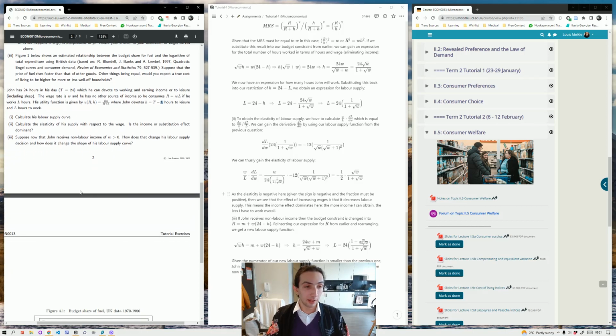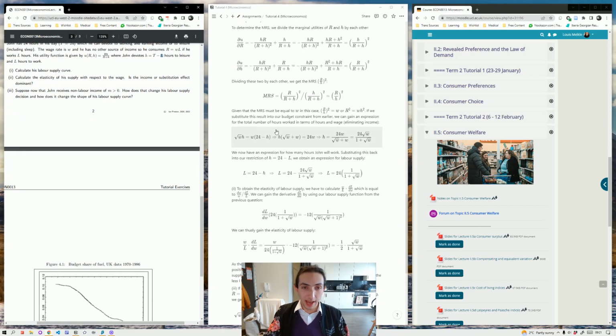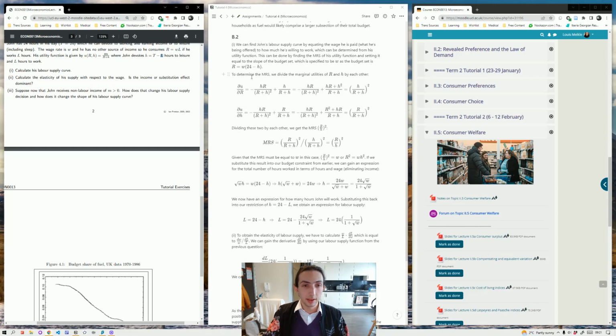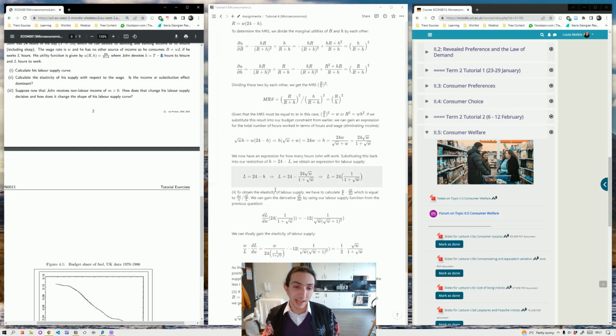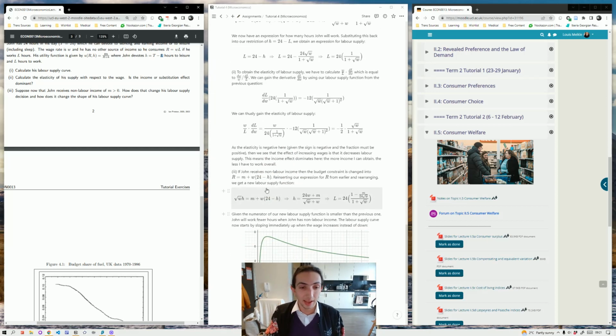Now, final bit, we now have John having a non-labour income of plus M, okay? Now, what we're going to do is add that to our budget constraint up here. We have our total income, so R is income, shocking. R is income, so we're now going to add M to it, okay? Now, you can basically perform the same exact thing again. The MRS is still going to apply, so we can still use that. We reinsert it, we get an expression for H, we get an expression for L.